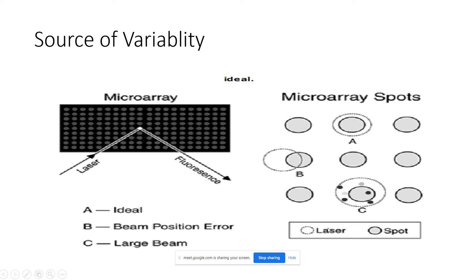And this is the laser intensity on the spots. So we are focusing the laser beam on each spot to scan the microarray spots. Are you getting what I am saying? These are three types of spots. Here you can clearly see A is the ideal type, and B is the beam position error, because only half of the spot is scanned.